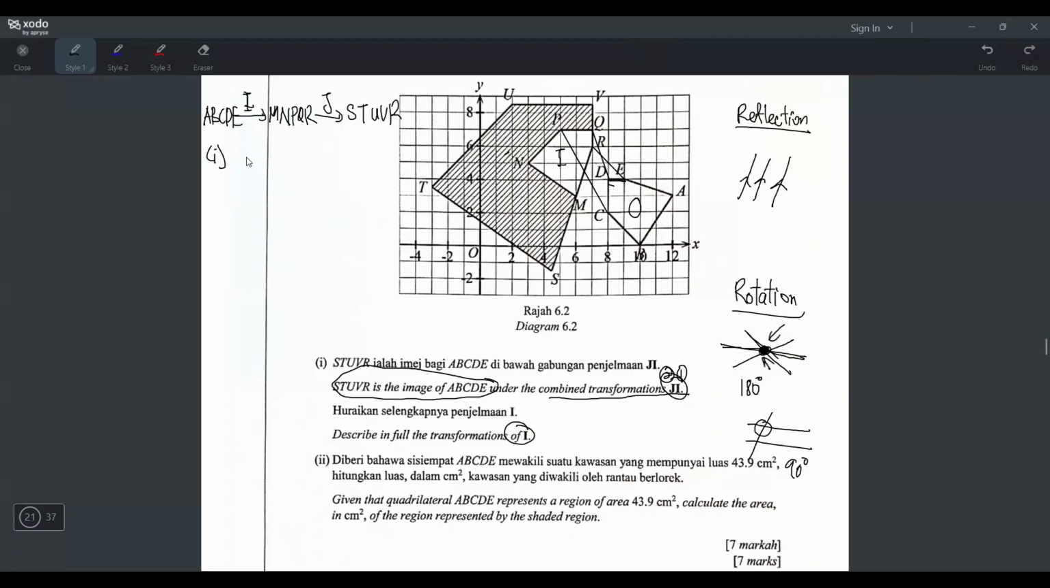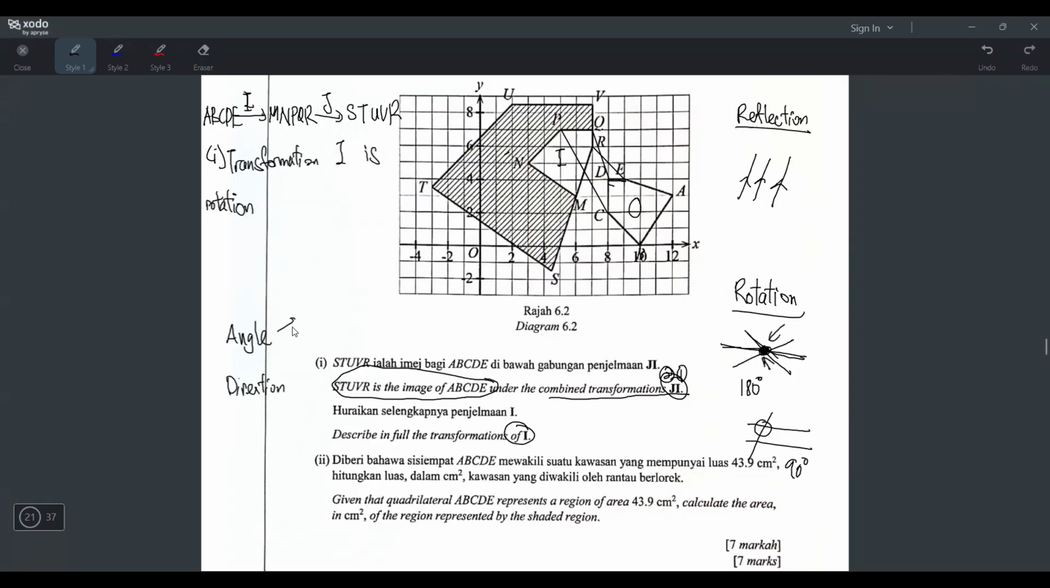Now it's time to describe. So I have to write transformation I is, okay, we already know it's rotation, so you have to write rotation. But you cannot just stop here. You will not get full marks if you just write like this. You have to write how many degrees, which is the angle. After you write the angle, you have to write the direction.